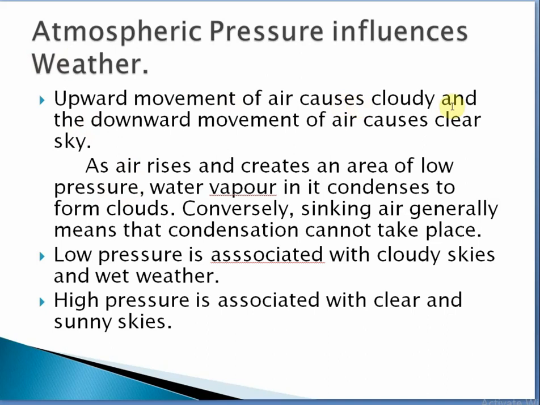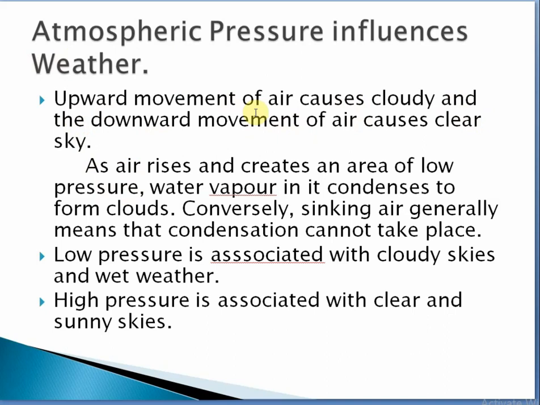Upward movement of air causes cloudy sky, and the downward movement of air causes clear sky. You can just see it here, just remember it. When air moves up, it causes the sky to be cloudy. And the downward movement of air, what does it do?